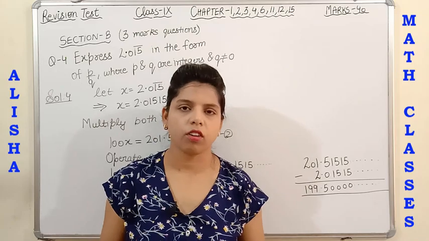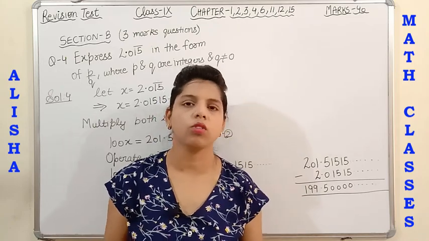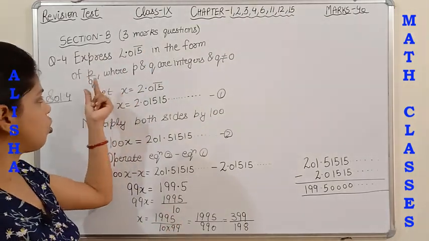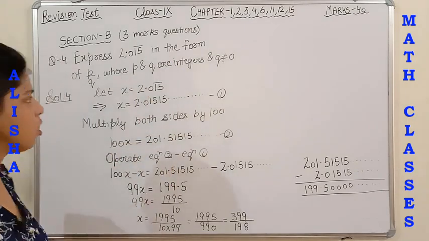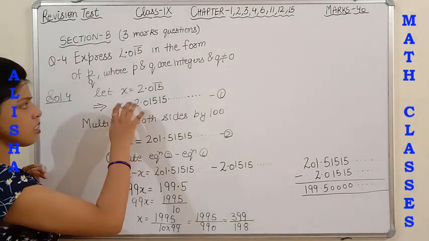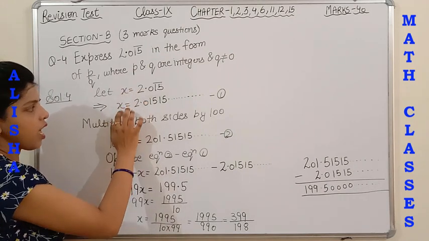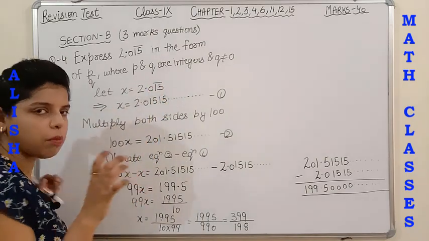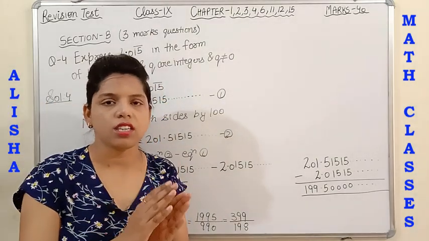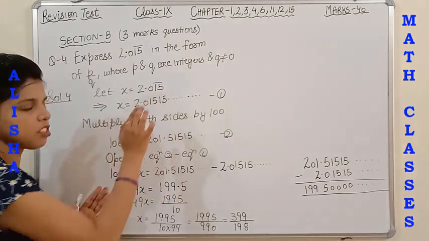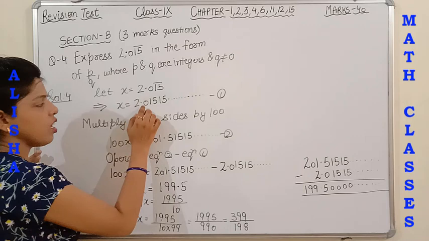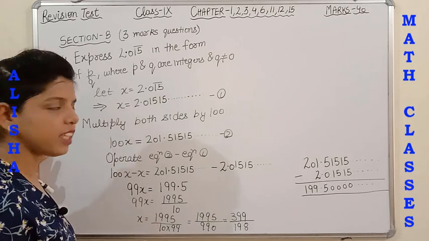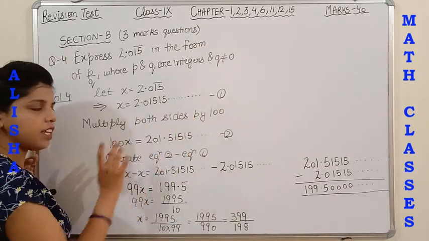The same description is given over there, in which we have discussed how to change an irrational number in the form of a rational number, that is P upon Q, where P and Q are integers and Q is not equal to 0. So following the same steps, let's see now how to do this question. X is equal to 2.0, and here bar is only on 1 and 5. That means this bar represents that this digit is repeating again and again. This 15 is repeating again and again. That means 2.01515515, this will never end at any point. This is going to infinity.